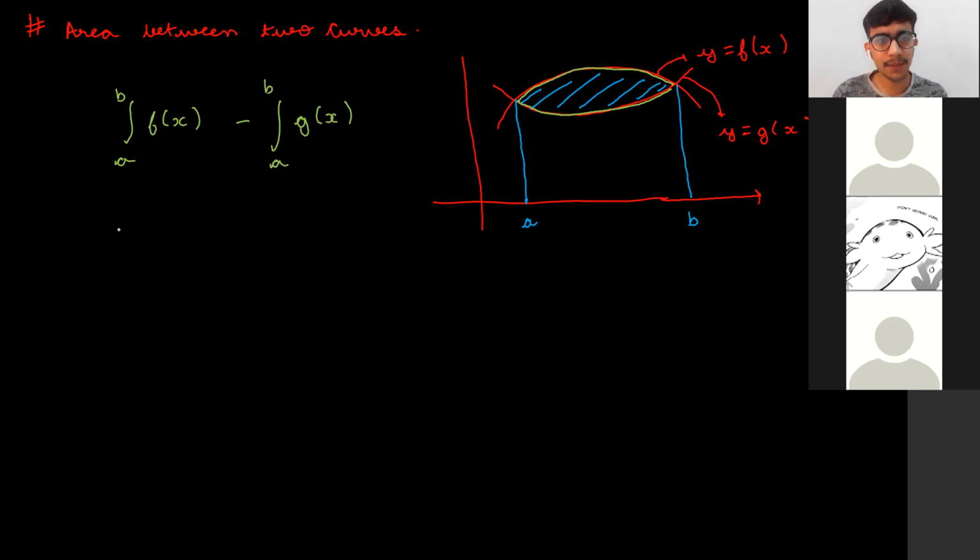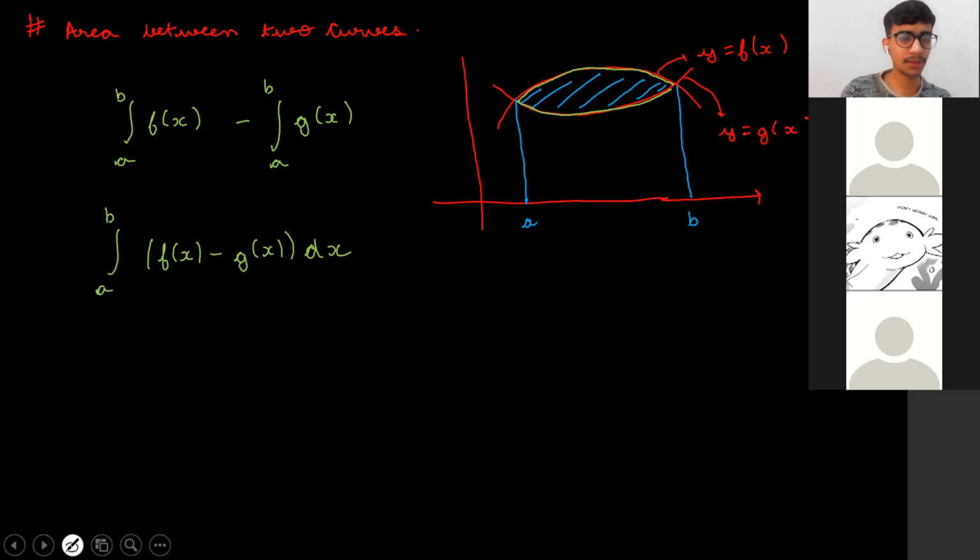Now using the algebra of integration, what I can say is this can be done as integration a to b fx minus gx dx, right? So this is how area between two curves works. Let's do, I'll give you one more example and tell me कि वहां पे कैसे एरिया निकाल सकते हैं.